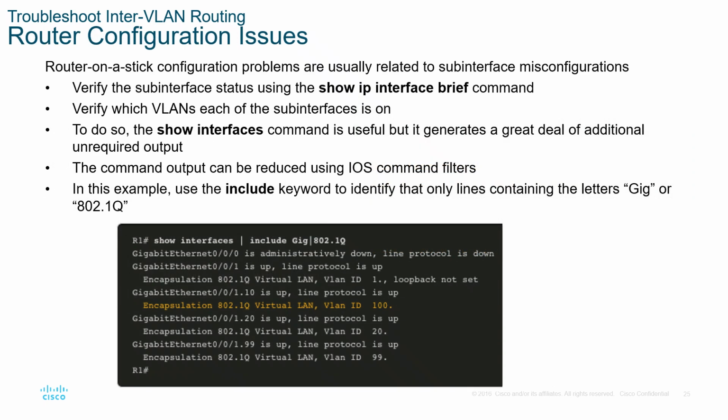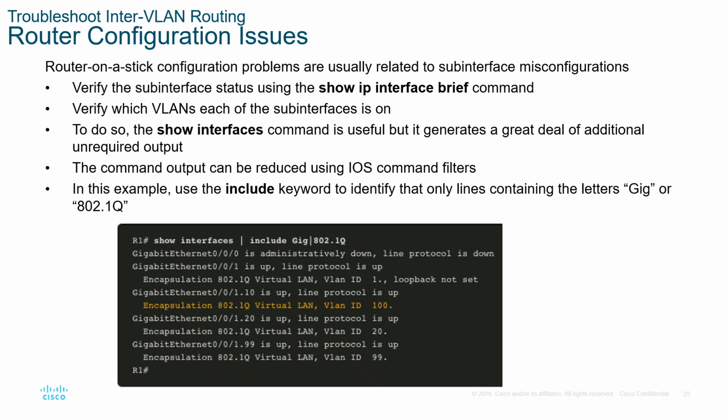Router on a stick configuration problems are usually related to subinterface misconfigurations. So verify your subinterface status using the show ip interface brief command. Verify which VLANs each of the subinterfaces is on. To do so, use your show interfaces command, which is useful, but it generates a lot of information. So get used to using your pipe command that you see here. When you utilize your pipe command, you are telling it to go specifically to a place.